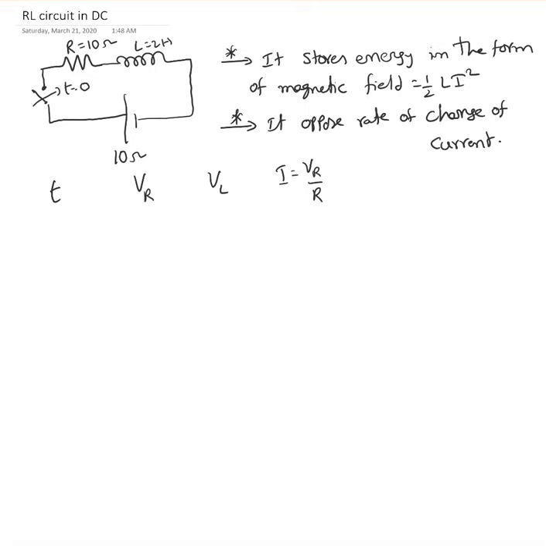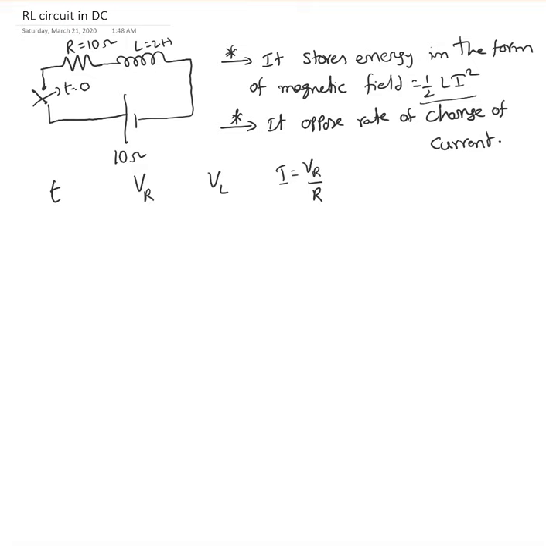So the two important points I want you to remember all the time. The first one is that an inductor stores energy in the form of a magnetic field. The value of energy stored is half L i squared, where L is the inductance value, in Henry, and i is the current. And the second important point is that an inductor always opposes the rate of change of current.